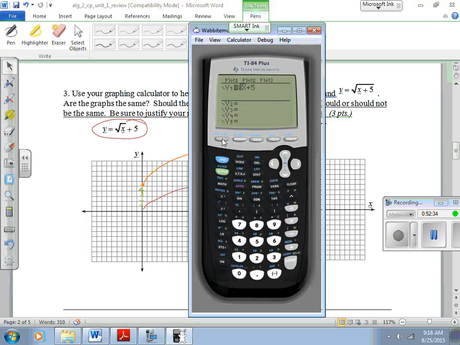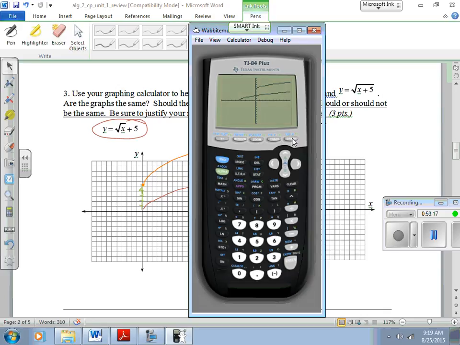hit your Y equals button. Let's go ahead and leave that one there. Scroll down 1 so you're on the Y2. Yep. Go ahead and hit second square root. And now we're going to type in x plus 5. The square root bar should extend all the way across. Do you guys see the difference there? Yeah. Go ahead and hit graph now. The first graph you guys did is already there, okay? The second graph, when you hit it, should start popping up.